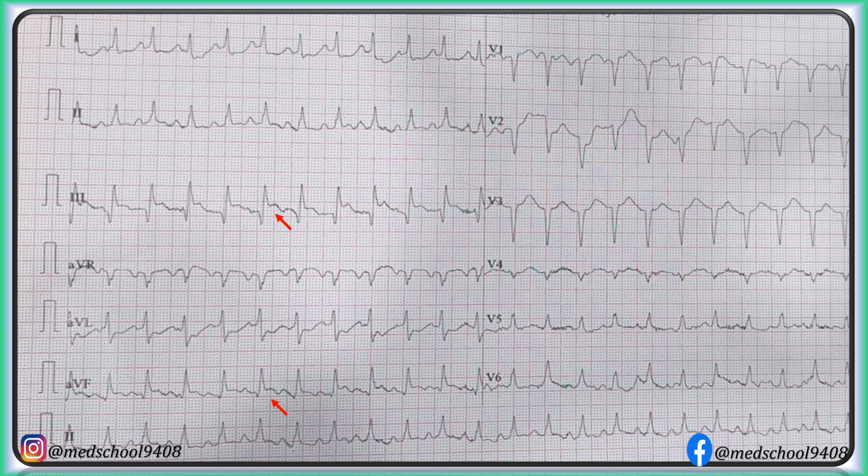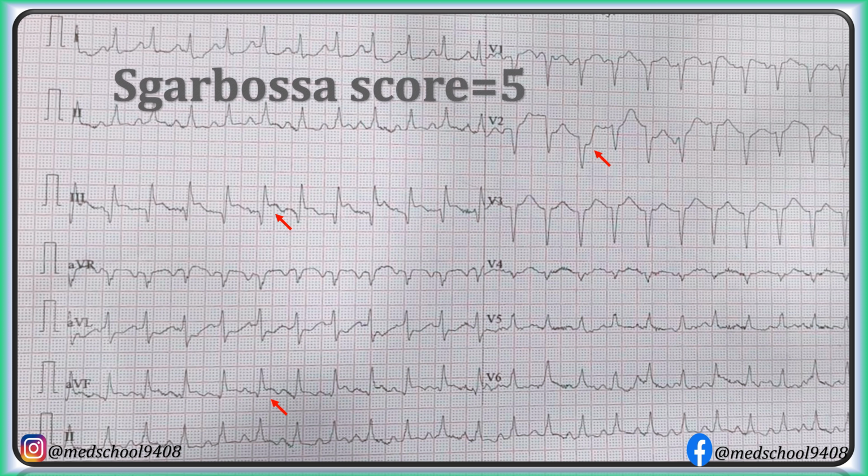There is no significant ST depression other than in lead V2. There is no discordant ST elevation more than 0.5 mV. As concordant ST elevation of more than 0.1 millivolt is present in one lead, Garbosa score is 5. So there is acute MI in this ECG. Apart from Garbosa criteria, presence of upright T wave in lead V5 and V6 and left axis deviation in LBBB also suggest MI.